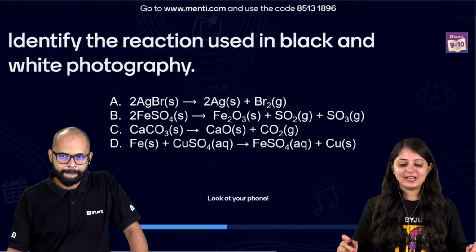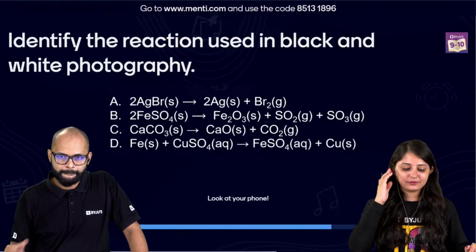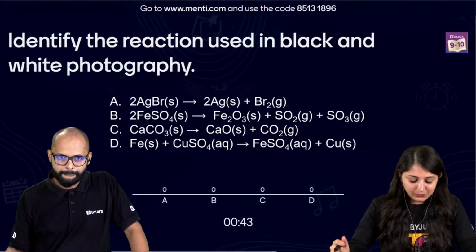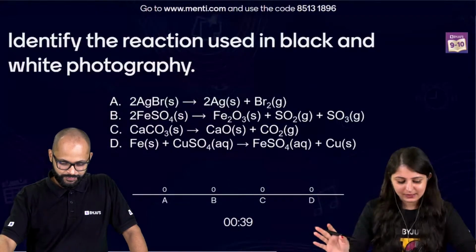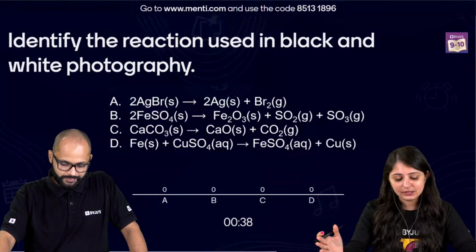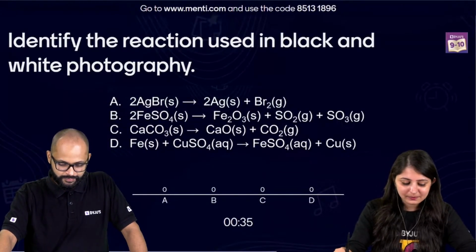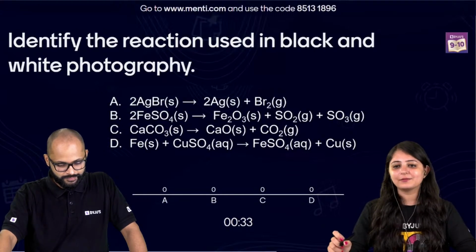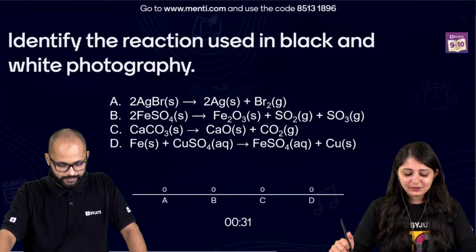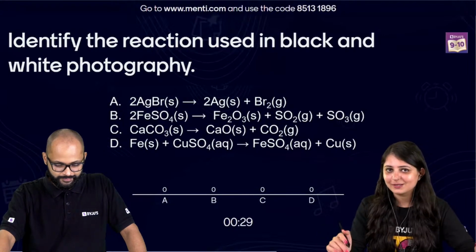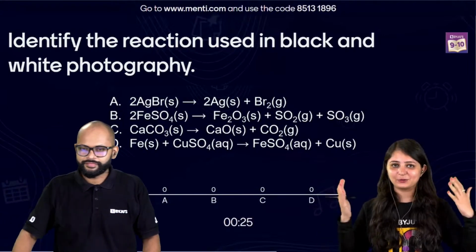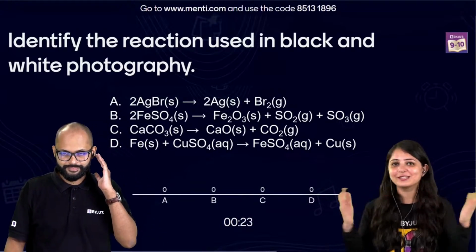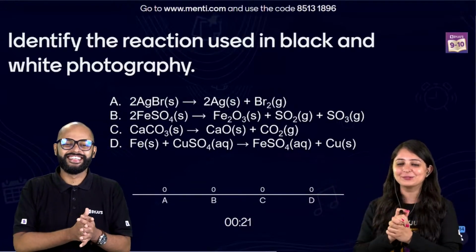Okay, identify the reaction used in black and white photography. What do you have? You've got silver bromide and it's decomposing. Then you've got ferrous sulfate, it's also decomposing. You've got iron reacting with copper sulfate, and you can see a displacement reaction is taking place. So first just figure out decomposition or displacement and then figure out the rest of the part of the question, and I will not speak more because then I will probably prompt the hint.